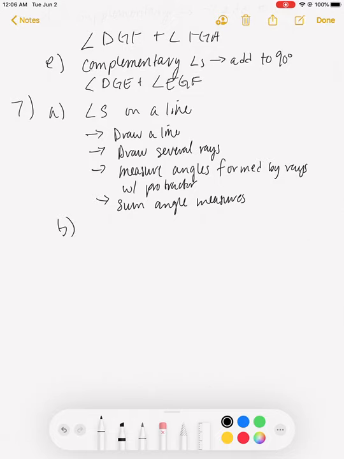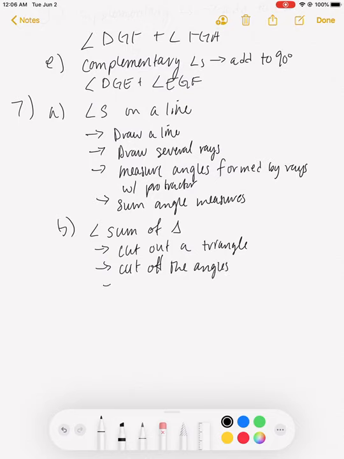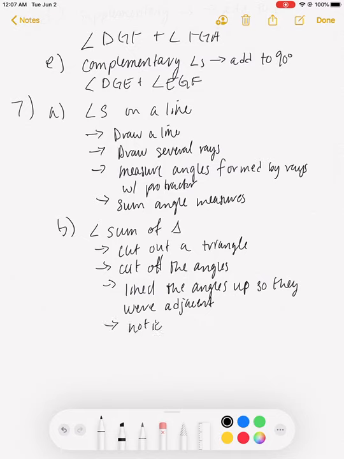Part B, describe how students can discover that the sum of the angles in a triangle is 180 degrees. Okay. So angle sum of triangles we're going to discover. And in class we cut out a triangle. Then we cut off the angles. And then we lined the angles up. So they were adjacent or next to each other. We noticed that they formed a line.